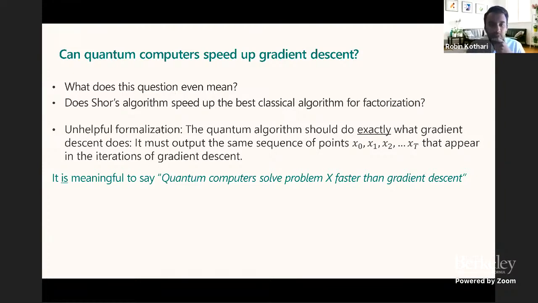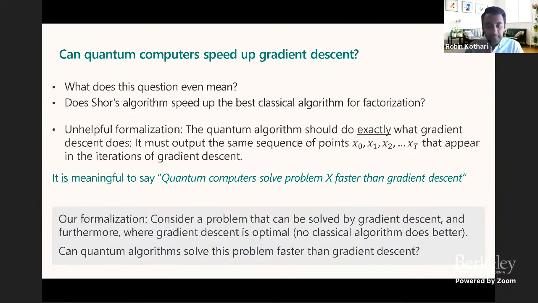And so what we do is we choose to formalize the question as follows. We say, consider some problem that can be solved by gradient descent. And furthermore, this is really important, a problem for which gradient descent is the optimal classical algorithm, because otherwise even classical algorithms could do better than gradient descent. So somehow you want a problem that truly captures the power of gradient descent. So it's a problem for which gradient descent is the best classical algorithm to run.